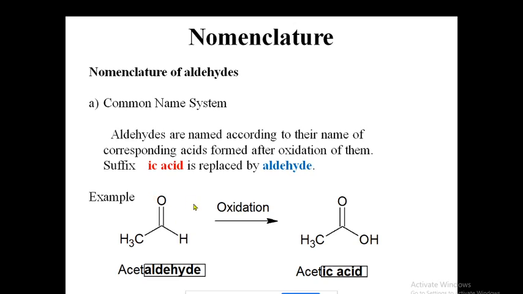See, this is one aldehyde. If it undergoes oxidation, we are simply adding an oxygen here. So what will you get? CH3COOH. So this is the acid you are getting. Now the name of this acid is acetic acid. Now how to give the name to the aldehyde? Simple. This IC acid is replaced by the word aldehyde. The prefix ACET remains as it is. Only IC acid is replaced by aldehyde. So for that you should know which carboxylic acid is formed after the oxidation of that aldehyde.